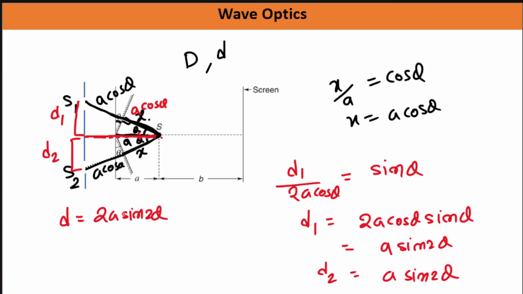और साइन 2 थीटा को आप क्या कह सकते हो? थीटा इज वेरी स्मॉल, राइट? 0.05. And 2 theta will be equal to how much? Again 0.1, very very small, right? So sin 2 theta को 2 theta लिख सकते हैं. So this will become how much? 2 into 2, that is 4a. ठीक है, d का वैल्यू 4a theta, sorry, 2a into 2 theta. So this is small d.